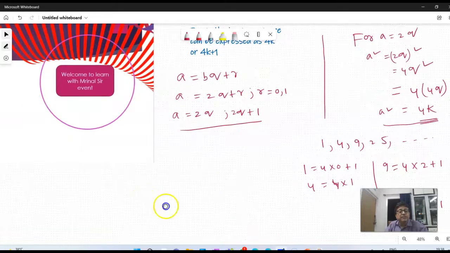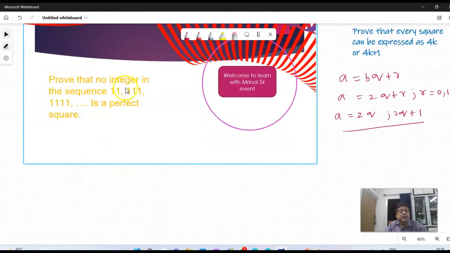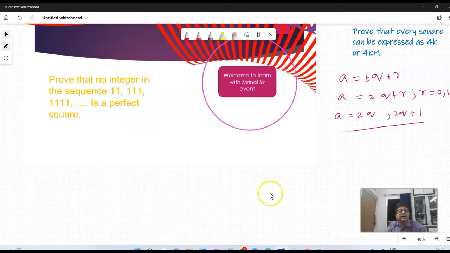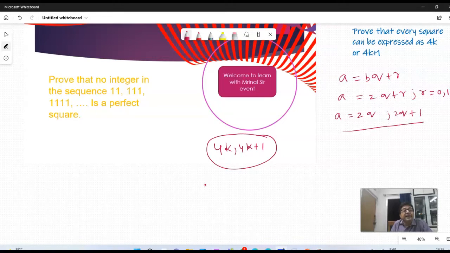Now go back to the problem we are going to discuss here. No integer in this sequence is a perfect square. If they are perfect squares, they will be of the form 4k or 4k plus 1. The question is, are we getting the form 4k or 4k plus 1? Let's check. 11 is nothing but 4 into 2 plus 3. This is not of the form 4k or 4k plus 1.